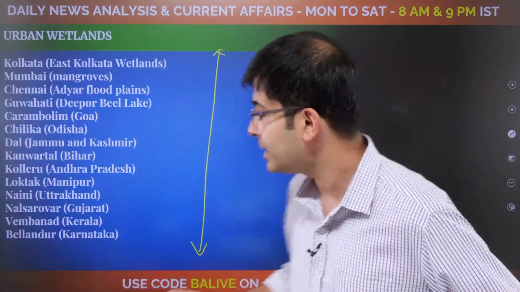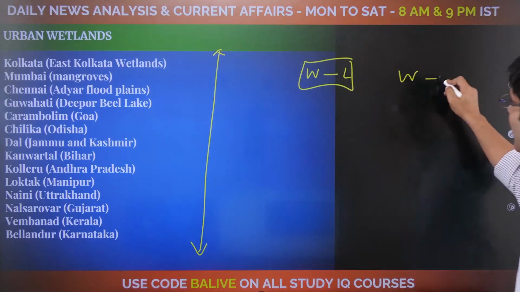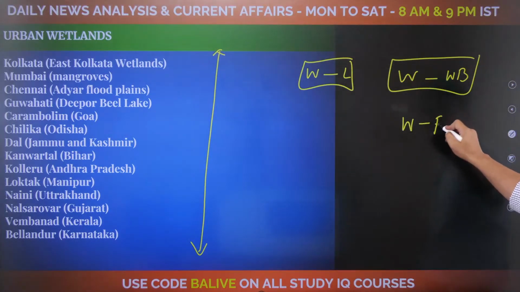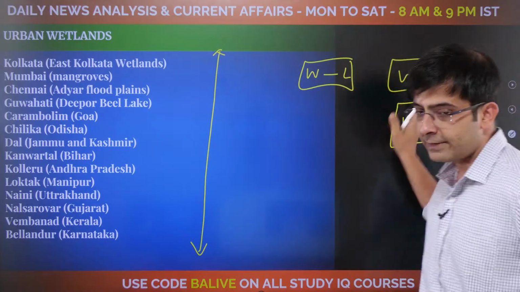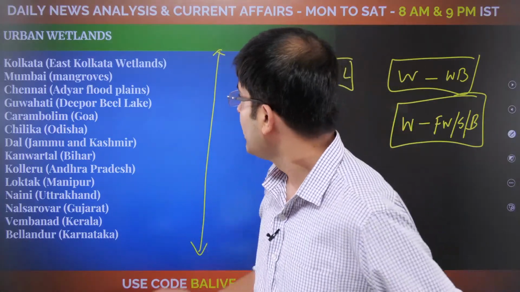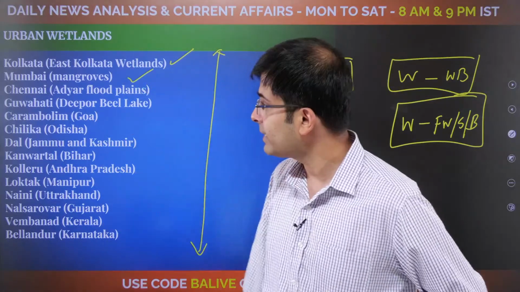More often than not, in examinations you will find questions such as a wetland name and location, or a wetland name and the water body associated. Or wetland name, is it freshwater or saline or brackish? Okay, so know of these. These are the primary categories that the examination will ask you to identify. Okay, so Calcutta has, like I told you, EKW. Mumbai has Mithi River, the mangroves are there.